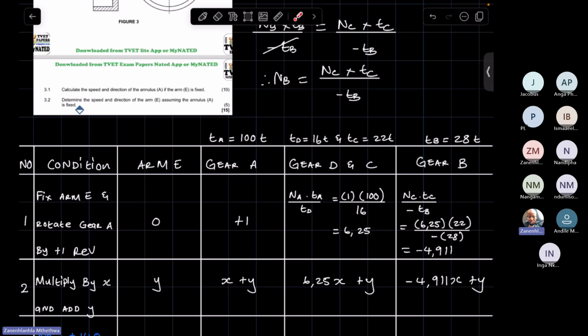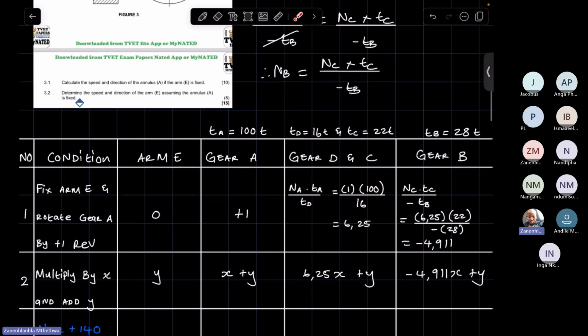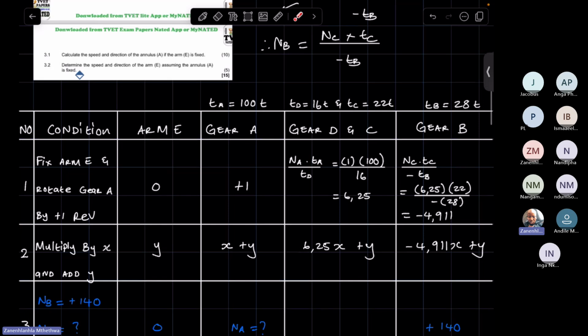Now, the first condition in your table is the most important one. If you mess up the first condition, it's pretty much over. It means all your conditions will be wrong. All your conditions are contingent on the first condition being right. Any questions? So far, so good. Let's move on to the second condition.